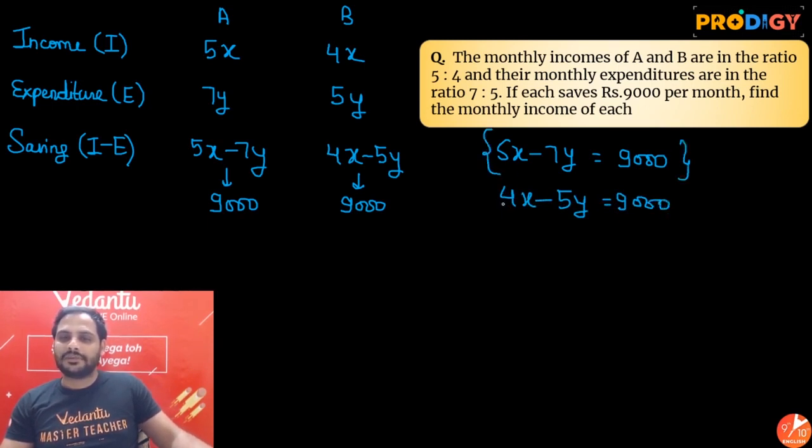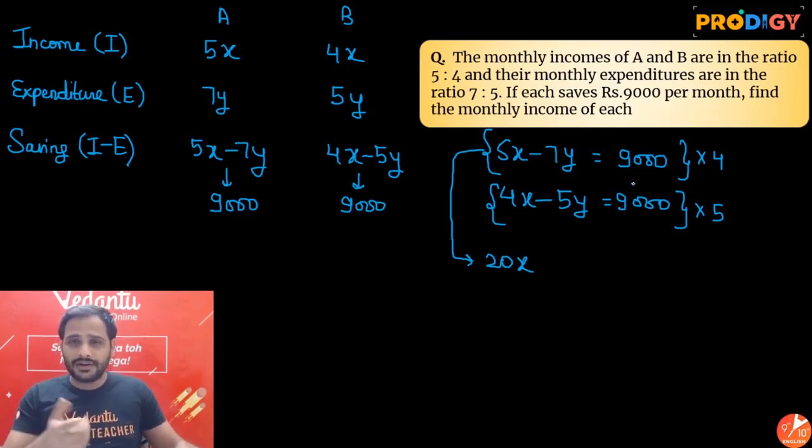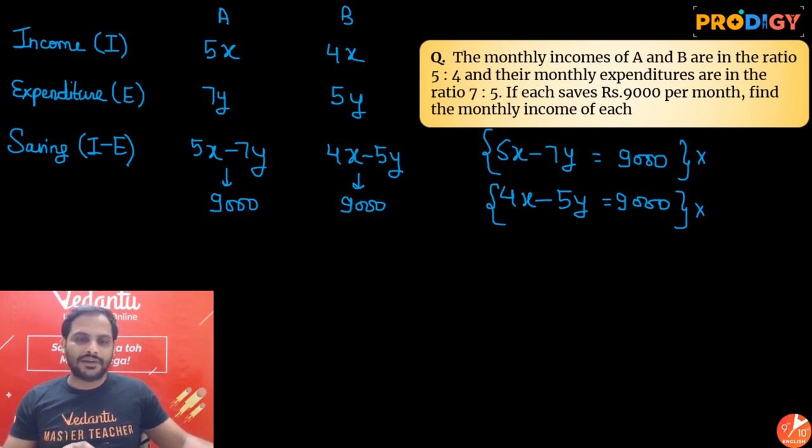Let's try to eliminate x. So this multiply with 4, this multiply with 5. So multiplying with 4 will get 20x minus 7y. But they only want me to find out the monthly income, so better to get x only. Now why am I finding out x? Although it can be done, why make it bigger? I will try to eliminate y only. Let us better try to eliminate y. It would be better. So here I will multiply by 5, here I will multiply by 7.